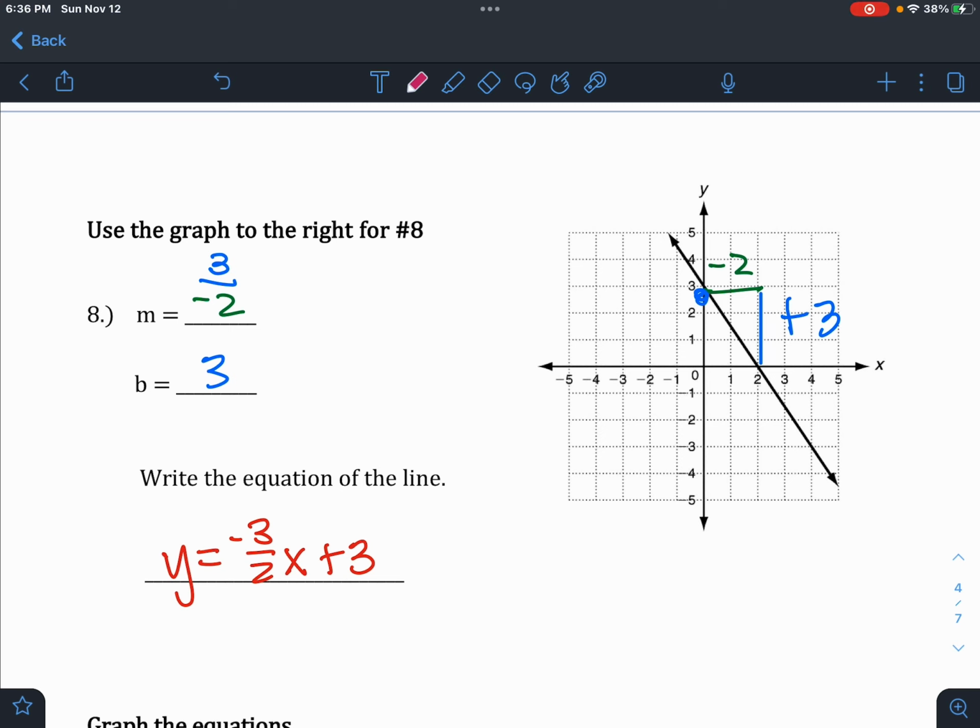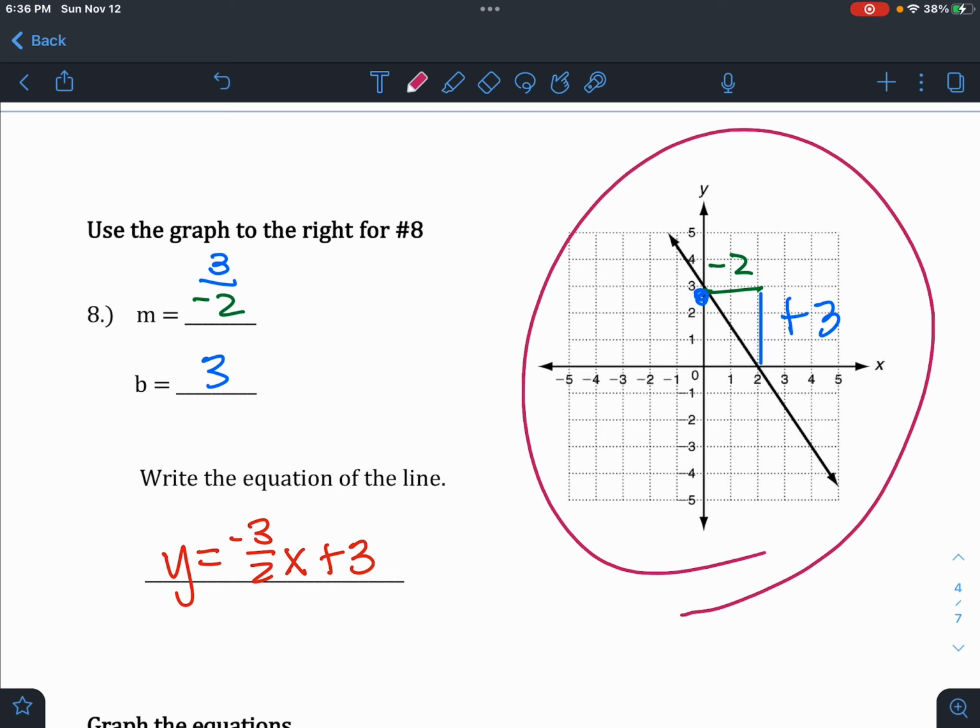On number 8, we use the graph over on the right hand side to check the rise over run, and I'm going up 3 and over negative 2. I also could have said that I went down negative 3 and over a positive 2. Either way, my rise over my run is going to be 3 over negative 2 or negative 3 over positive 2. But it is a negative 3 halves slope. And my y-intercept is 3.